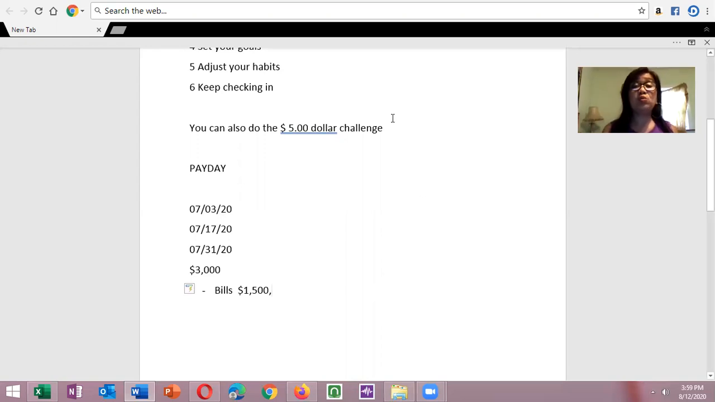And also do the $5 challenge. It doesn't matter how much, it could be a $10 challenge. You set that aside, and at the end of the year, you'll see what amount it comes out to, and you take that as your emergency fund or vacation fund, or a road trip. If you want to go road tripping locally, somewhere, you could use that money. So that's how I budget the money.